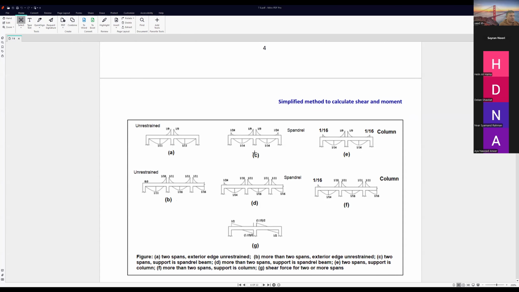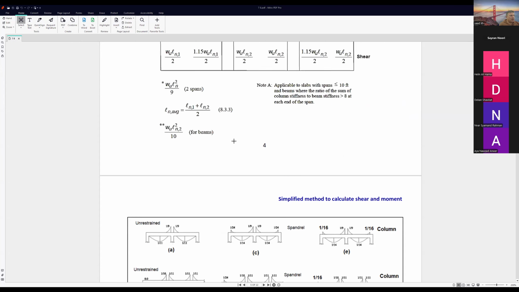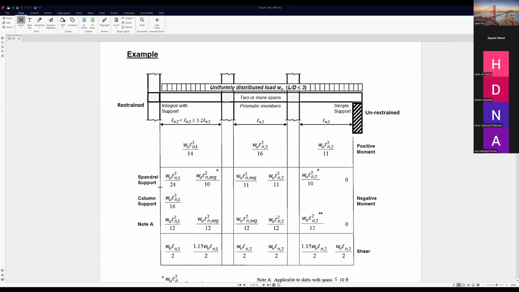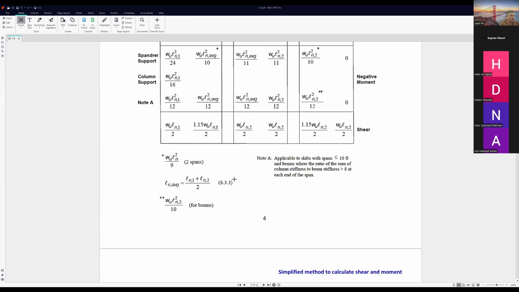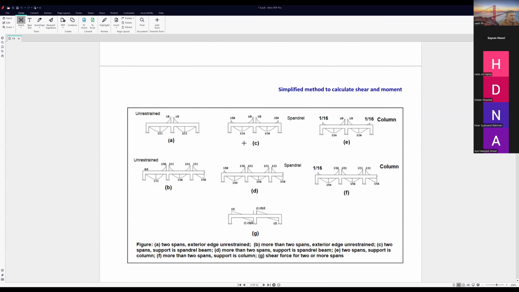These are just the coefficients. What about if we have spandrel? WL square over 24, and here we have WL square over 14, WL square over 9, WL square over 9, WL square over 14, WL square over 24.